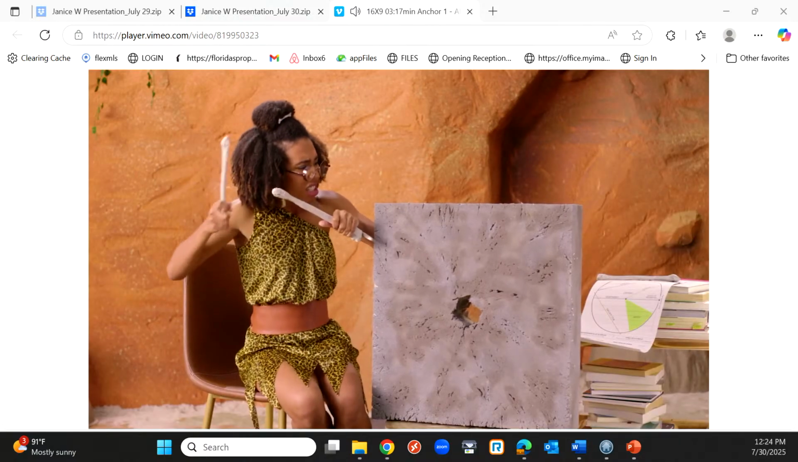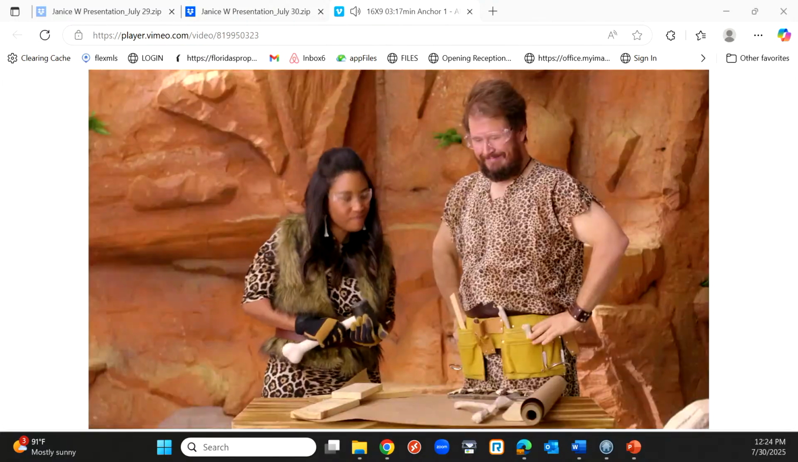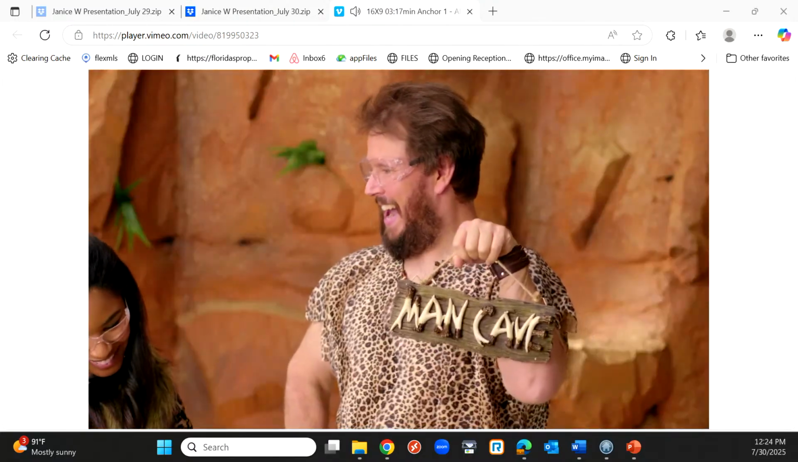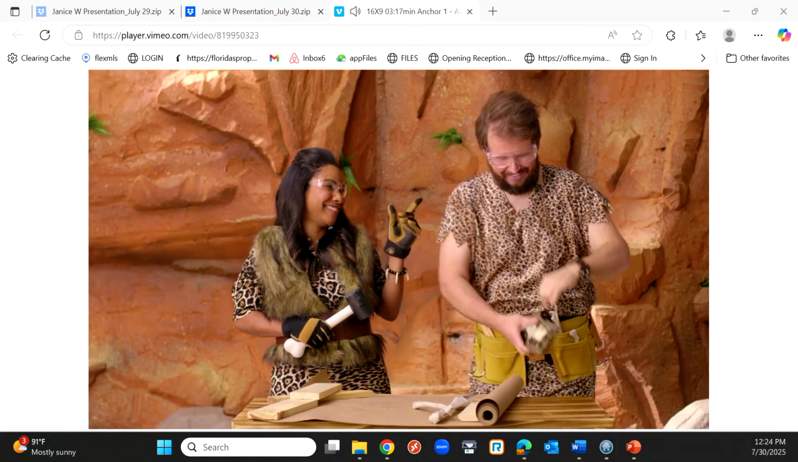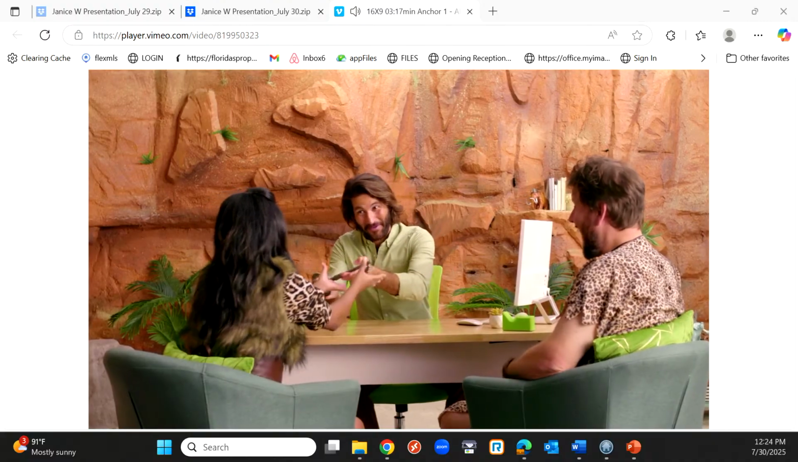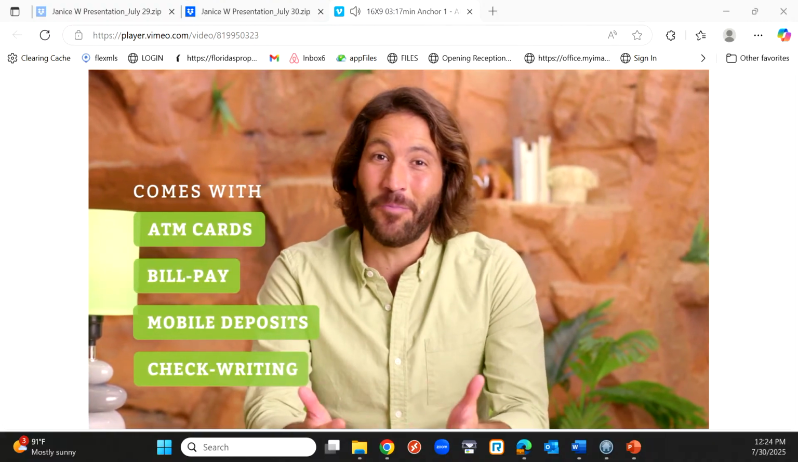For things like your kid's college tuition, or an investment in a vacation rental, or a cave renovation. Man cave. New kitchen. Or buying a bigger cave. With the all-in-one loan, you'll have access to your money whenever you need, just like your traditional checking account, but not like your traditional mortgage.